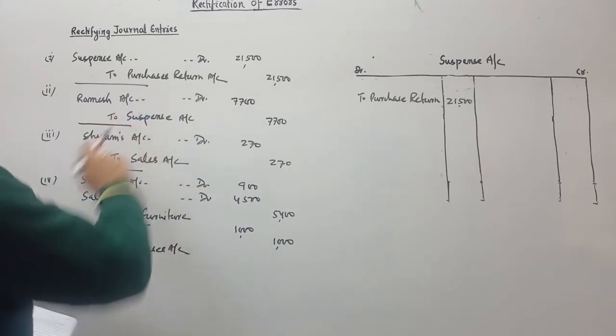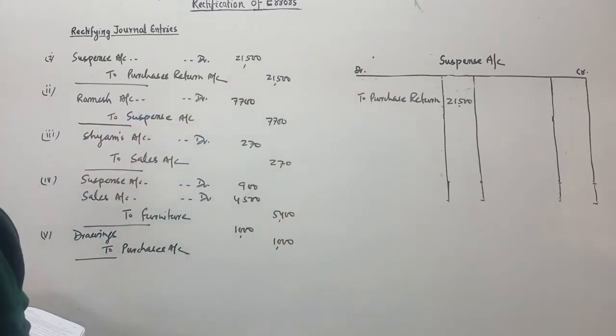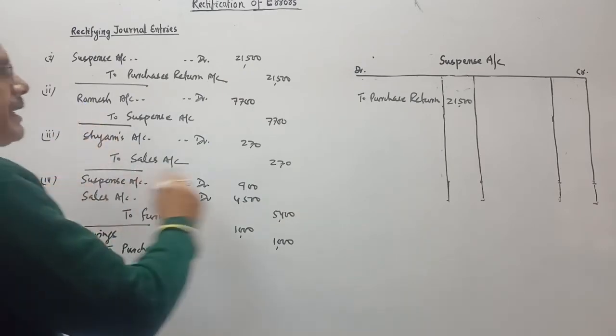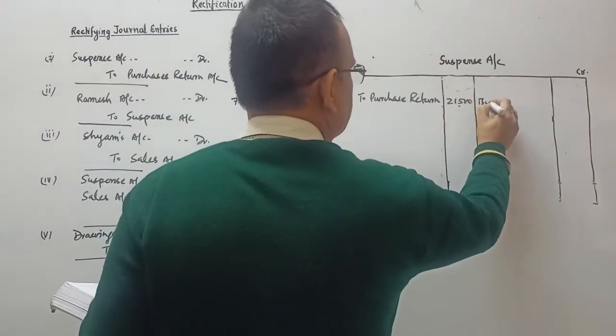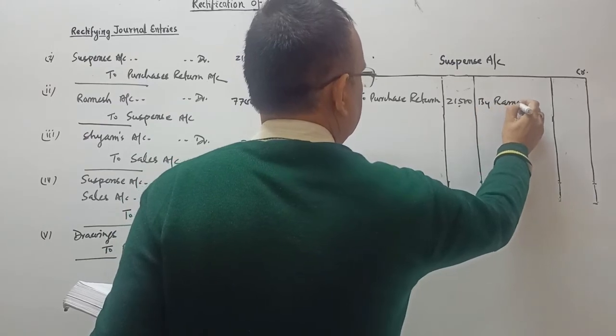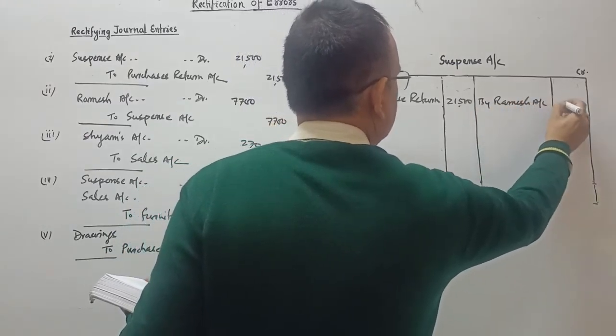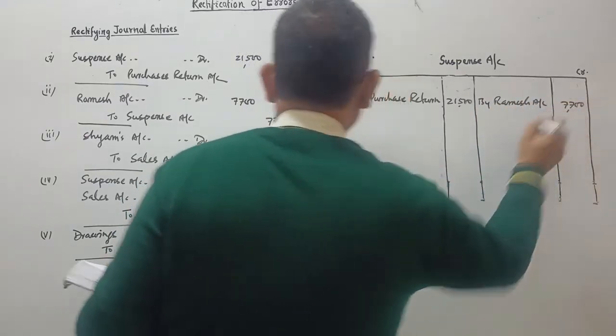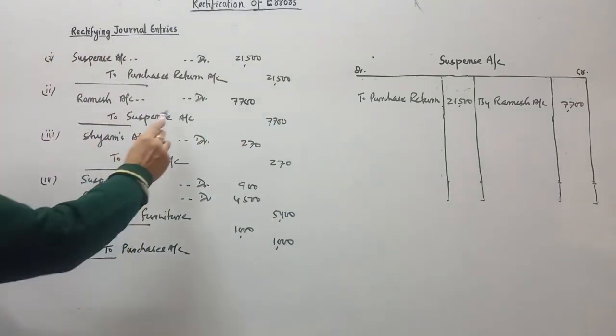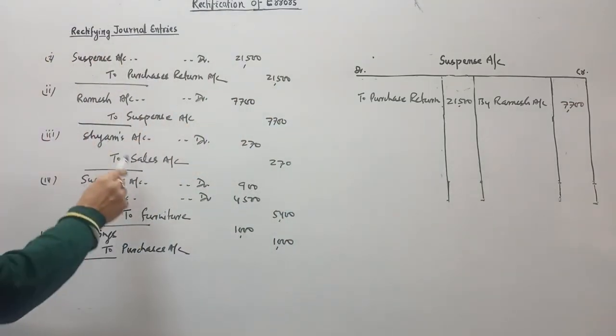Next is suspense is on credit. So we will do the posting in the credit side. What we will write? By Ramesh account, 7,700. Okay, by Ramesh account 7,700. Here there is no suspense.